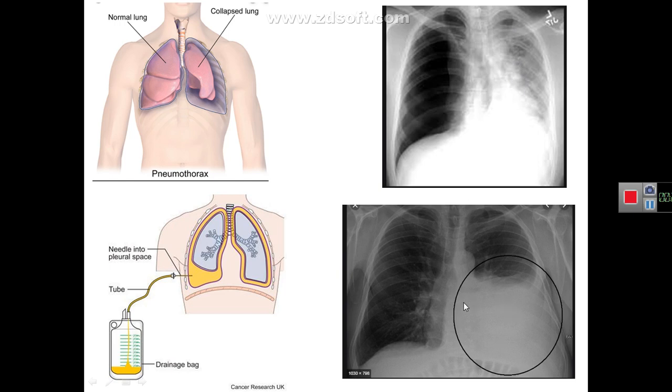Again, this is a left-sided pleural effusion, a fluid filling the pleural cavity. You can see here this is a normal right-sided pleural cavity, and this is a right-sided pleural effusion where we are trying to aspirate the effusion into a jar.